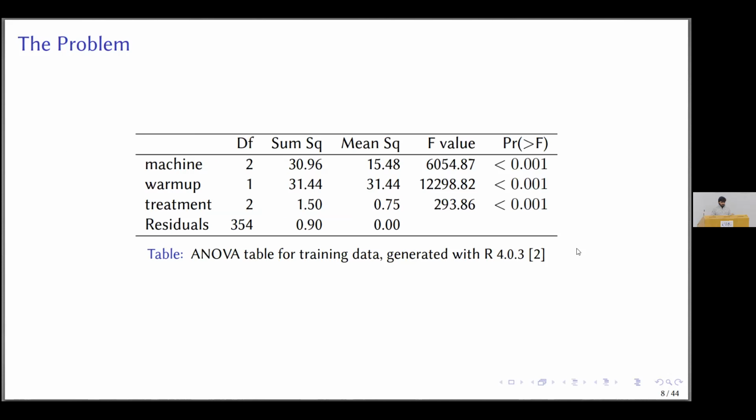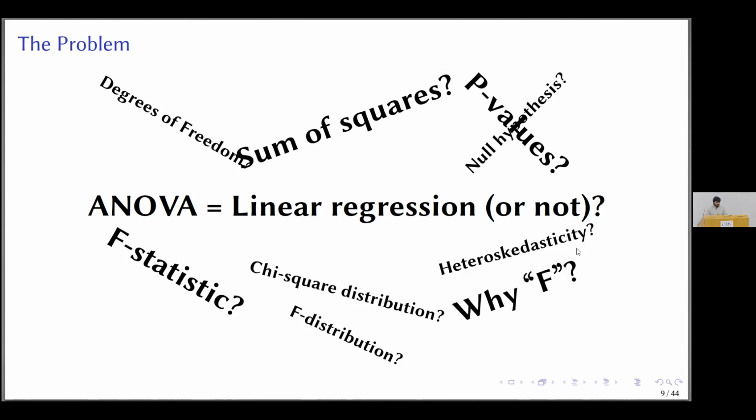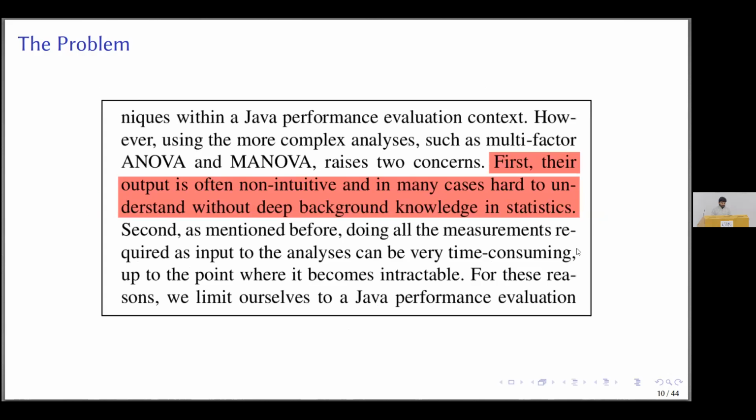So what I did is I took my data and put it in an ANOVA in R, and I get this ANOVA table. And the problem that I have with this table is that I don't understand any of it. The biggest question I have is whether it's the same as linear regression or not really. Well, I couldn't really go very far with this approach. This is actually something that they acknowledge in the paper. They say the output is often non-intuitive and in many cases hard to understand without deep background knowledge in statistics.